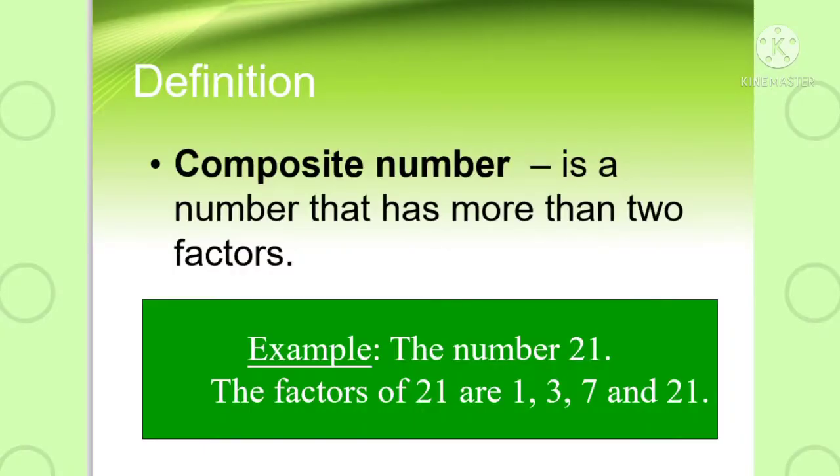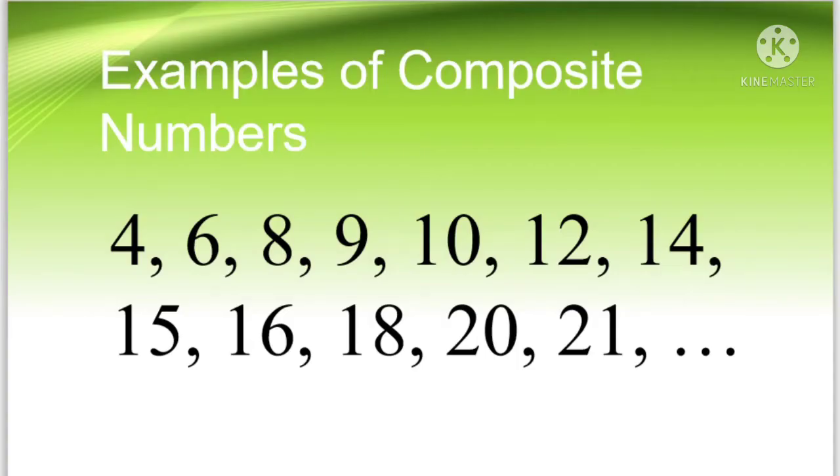A composite number is a number that has more than two factors. Example, the number 21. The factors of 21 are 1, 3, 7, and 21. Examples of composite numbers are 4, 6, 8, 9, 10, 12, 14, 15, 16, 18, 20, 21, and more.